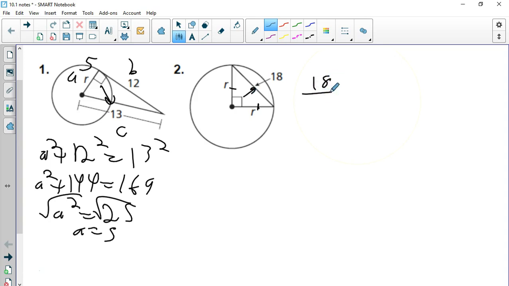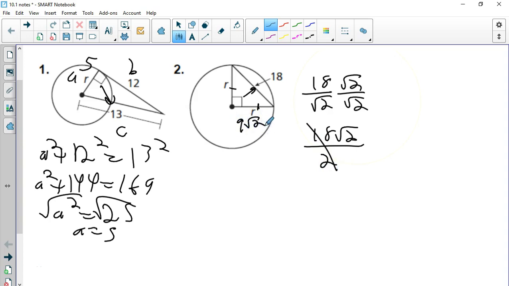And we have to remember, is it radical 2 or radical 3? Well, just think about it. We have two different angles, 45 and 90, so we're going to divide by radical 2. Then we need to rationalize. So 18 times radical 2 is 18 radical 2. Radical 2 times itself is 2. This cancels, giving us 9 radical 2.